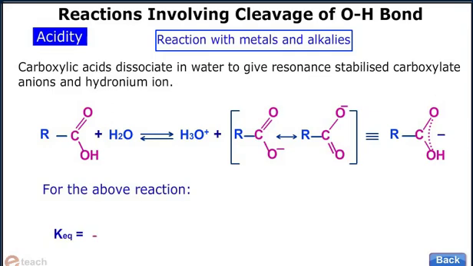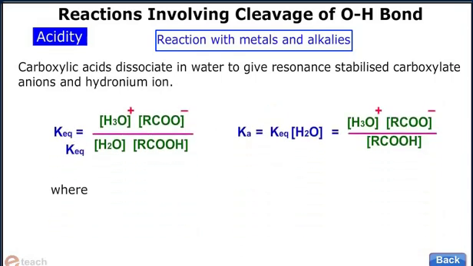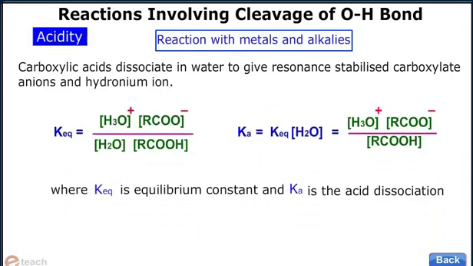For the above reaction, K equilibrium is equal to concentration of H3O⁺ multiplied by concentration of RCOO⁻ upon concentration of H2O multiplied by concentration of RCOOH, where Ka equals K equilibrium into concentration of H2O, which is equal to concentration of H3O⁺ multiplied by concentration of RCOO⁻ upon concentration of RCOOH, where K equilibrium is equilibrium constant and Ka is the acid dissociation constant.